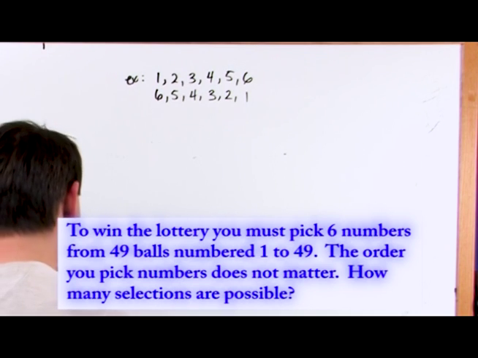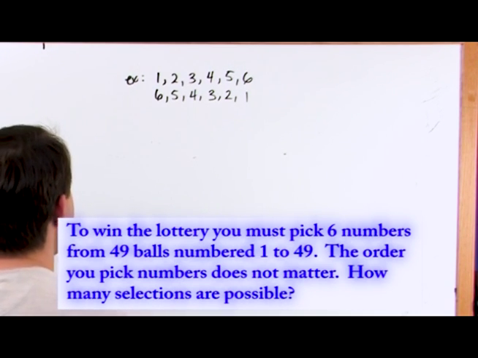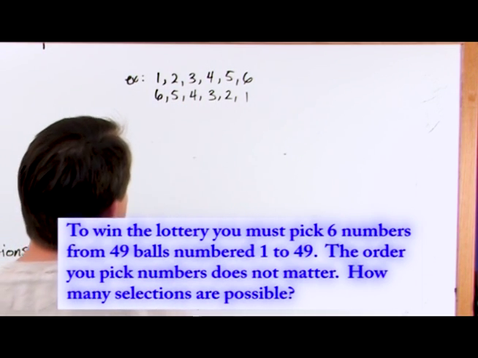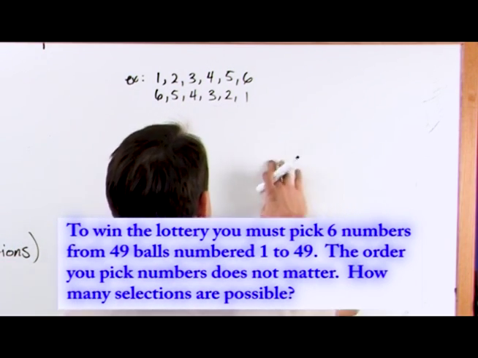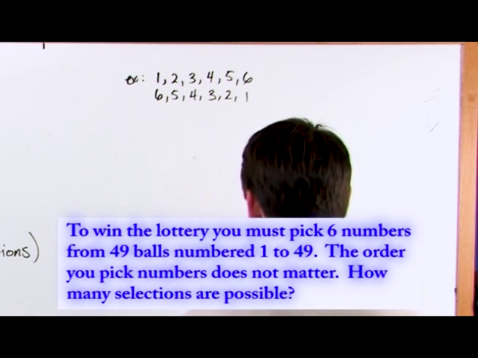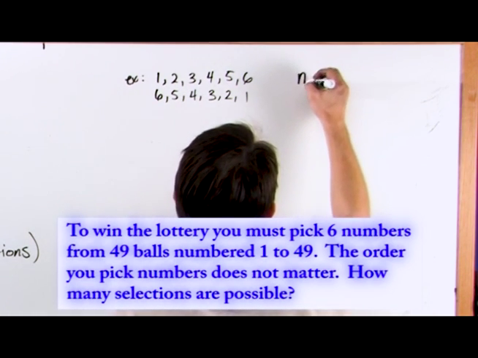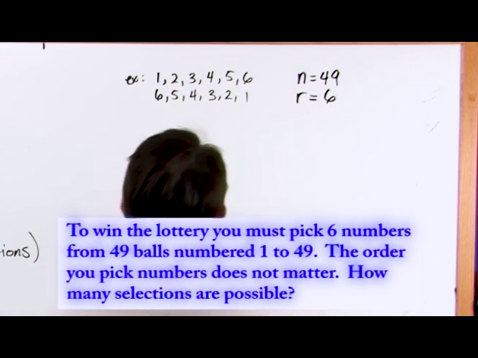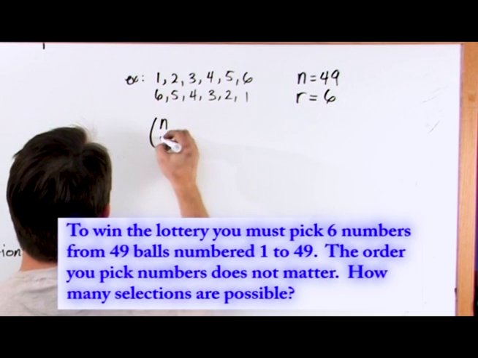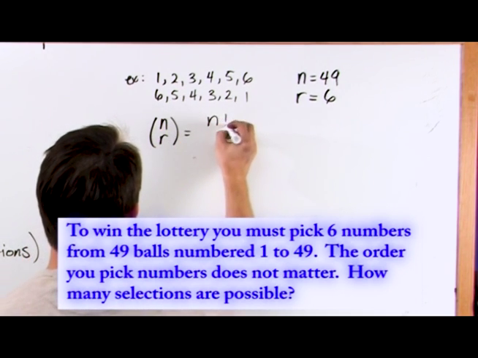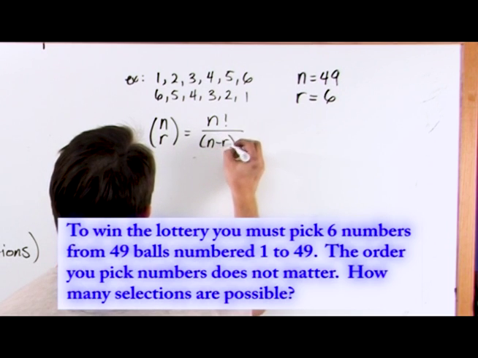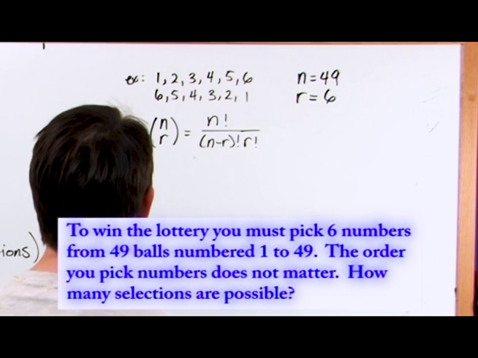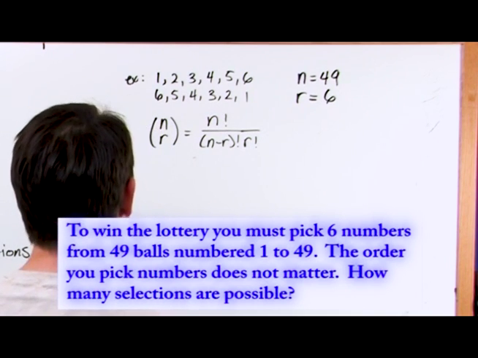So the order does not matter in this problem, so it's not a problem in permutations, it's a problem in combinations. That's crucial. So just try to flip some of the numbers around in whatever problem you're working and see if it makes a difference. And if it doesn't, then it's combinations. So the number of balls is 49, so I have 49 elements, and I'm taking them 6 at a time. So r is 6. The number of combinations is n factorial over n minus r factorial times r factorial.